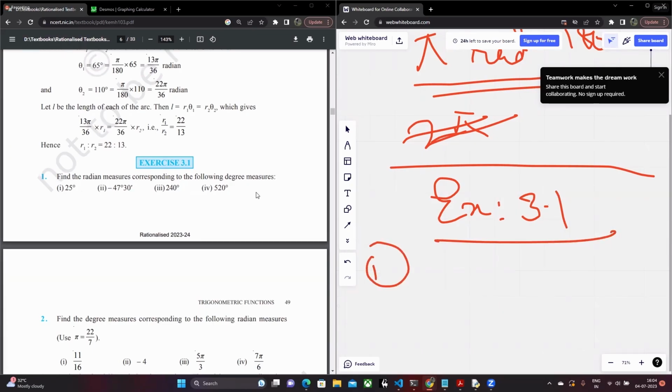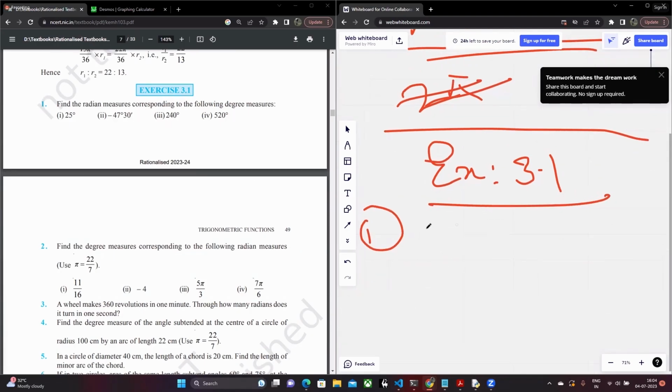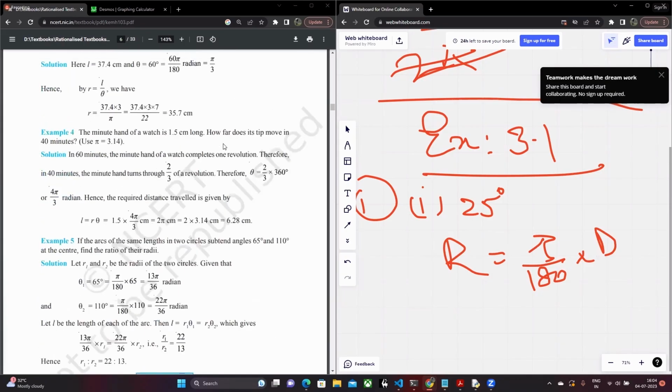Question number 1. Find the radian measures corresponding to the following degree measures, that is 25, minus 47 30, 22 30, and 520. First of all, we are going to deal with 25 degrees. Fairly straightforward. You know that radians is basically pi by 180 into degrees, which is the formula above here.